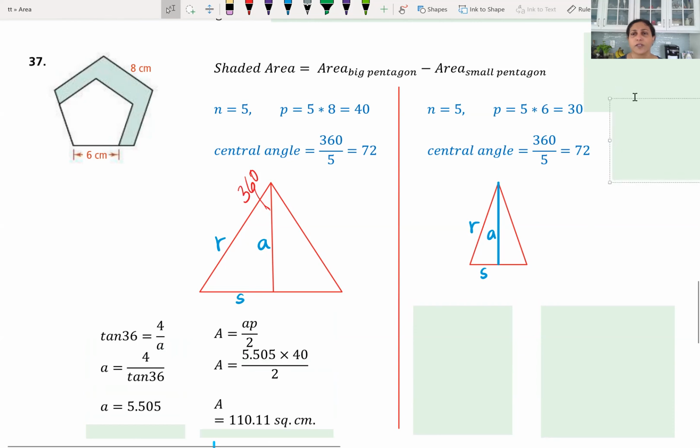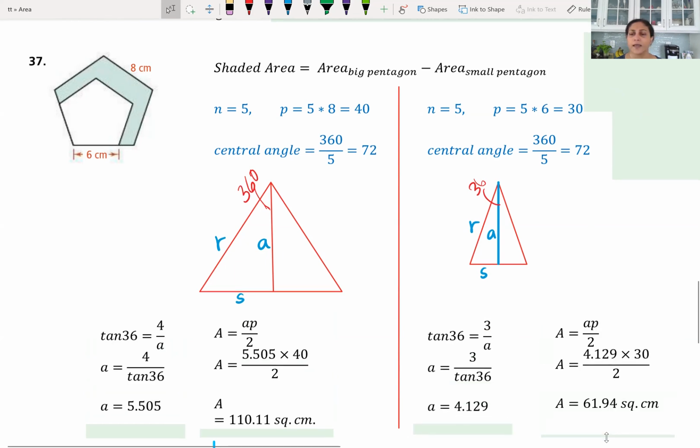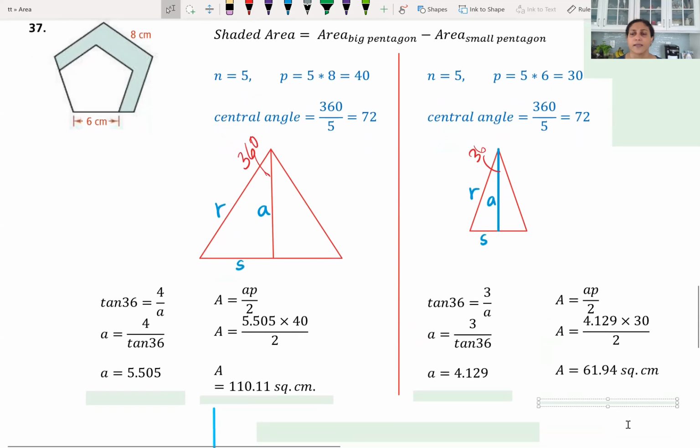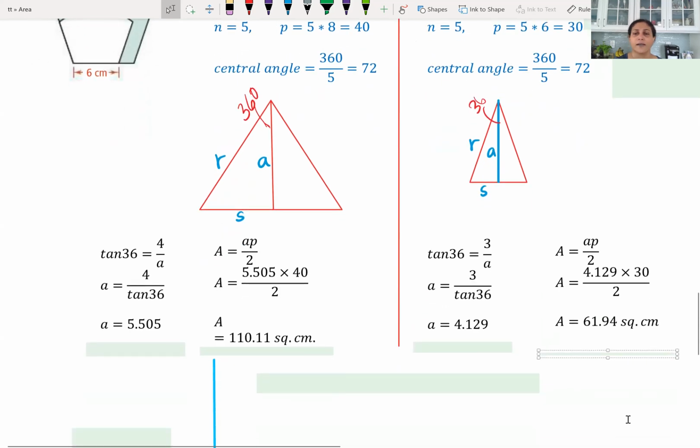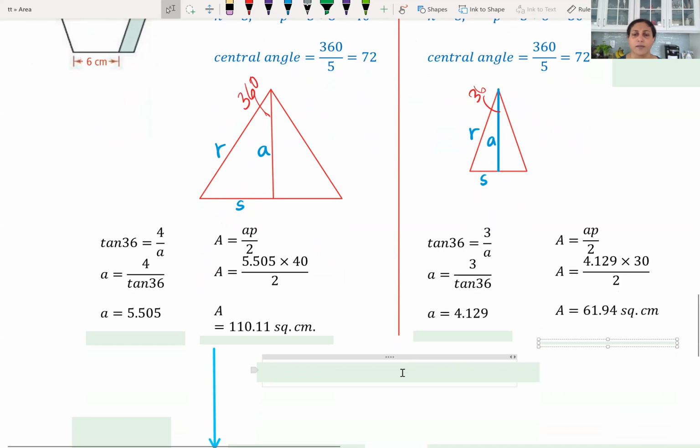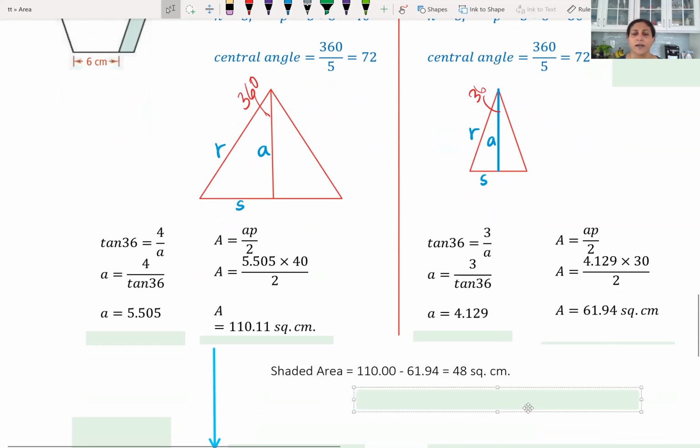This time the perimeter is 5 times 6. In the bigger one, it was 5 times 8. And the angle is still 36. And so A is 4 point something. And the area is 61, and shaded area is larger minus smaller. So the shaded area is 48 square centimeters.